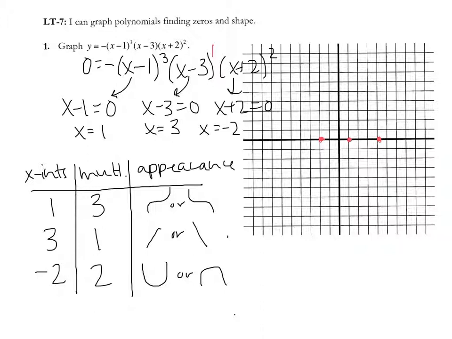Now, before I actually try to graph this, I want to figure out what the end behavior of my graph should look like. Remember, the end behavior is based on the degree and the leading coefficient. Normally people don't have as much trouble identifying the leading coefficient. In this case, our leading coefficient will just be a -1.